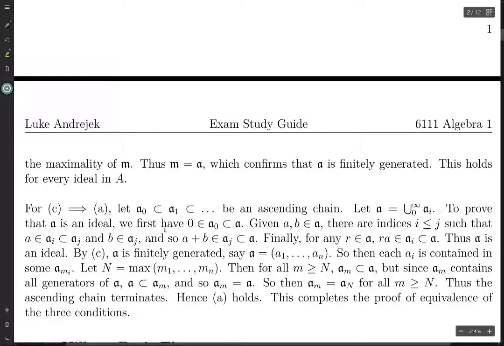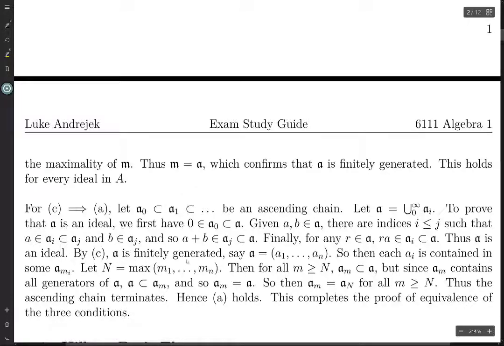To prove it's an ideal, obviously 0 is in there. If you have two elements a, b in A, then you have indices i and j. Assume without loss of generality that i is less than or equal to j. We'll say a is in A_i and b is in A_j, and then a plus b: since a is in A_j as well, this sum is in A_j since A_j is an ideal, and that's going to be contained in A. And then for any r, ra is in A_i, which is in A. So therefore it's an ideal.